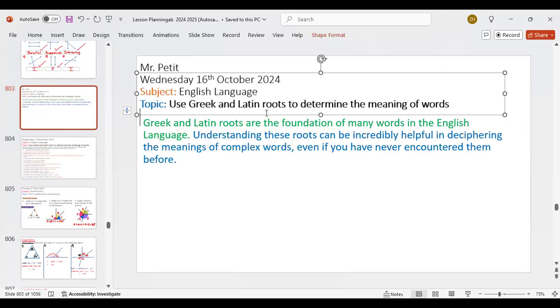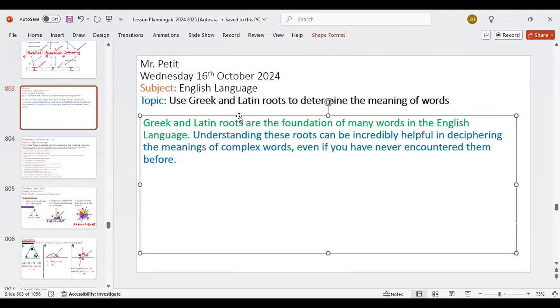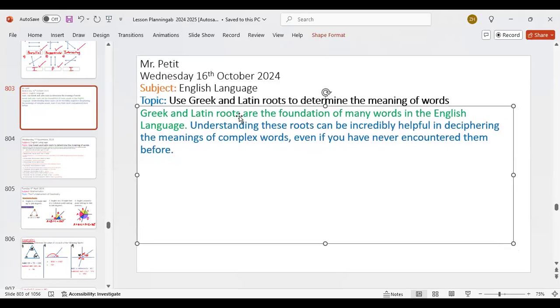Why? Because they help us to determine the meaning of words. They help us to break down words that we haven't heard before, or it's our first time encountering, and we could get an understanding of, oh, I understand what this thing means. All right.